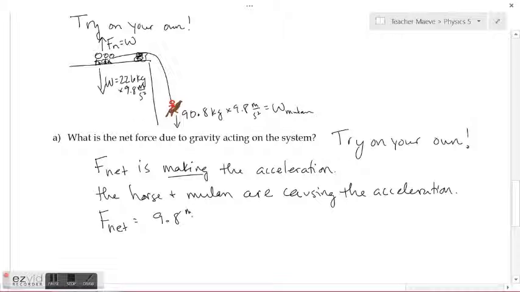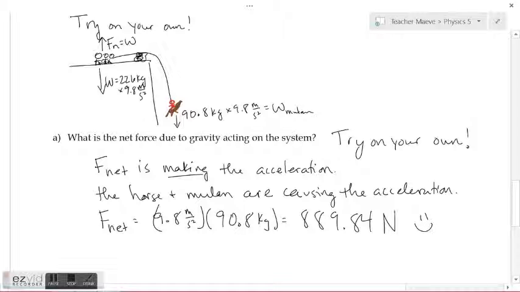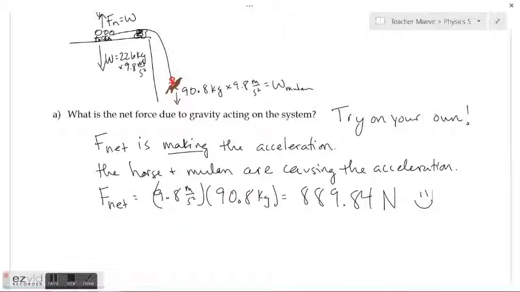Especially since we're disregarding friction, right, everybody? We're disregarding friction, disregarding air resistance. So F net is simply 9.8, which is acceleration due to gravity, times Mulan's mass and the horse's mass, 90.8. That's mass times acceleration due to gravity, which is equal to our weight. That's the net force. It's 889.84 newtons downward. Good job, good job, good job.